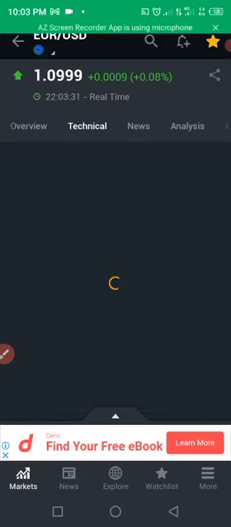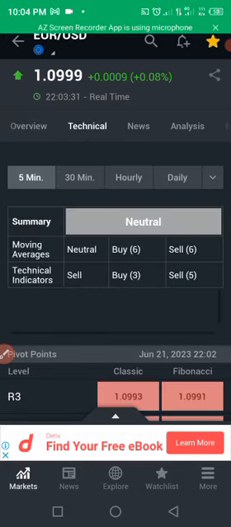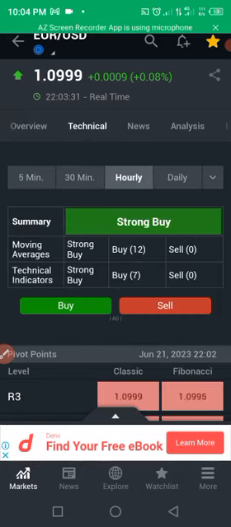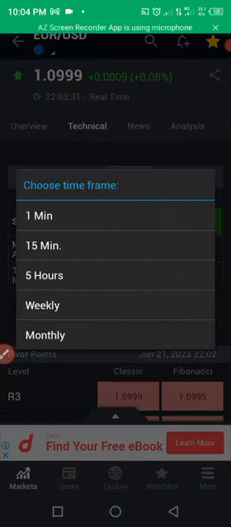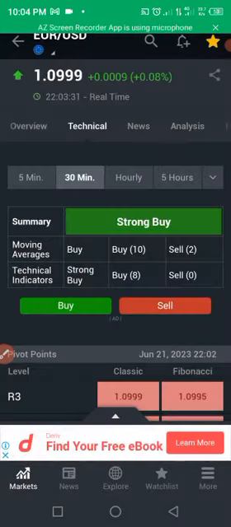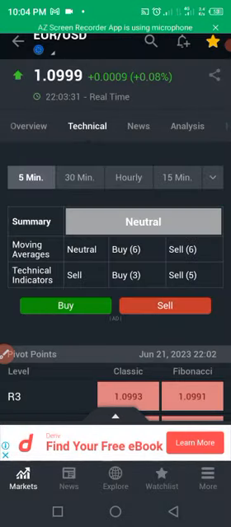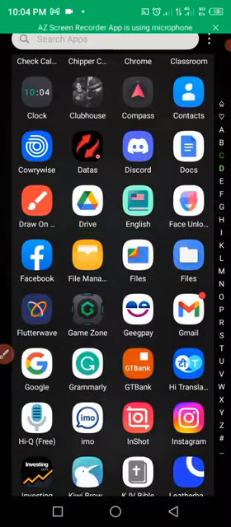What do I do? I go to my technicals. The first thing, daily strong buy, hourly strong buy. Let me check 4 hours. 4 hours strong buy, 30 minutes strong buy. Let's check 15 minutes. 15 minutes strong buy. Now my 5 minutes is not giving me a direction.